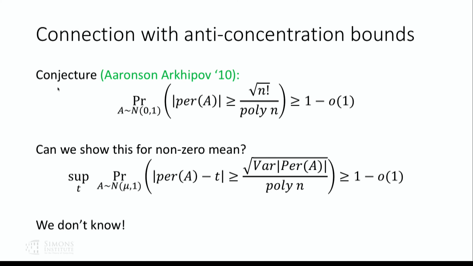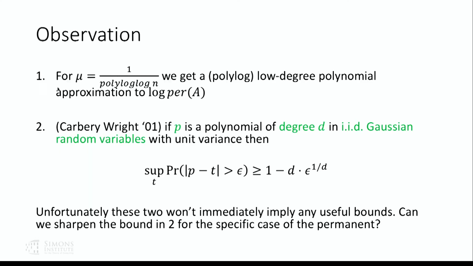So for example, around any point, the deviation of the permanent is at least the standard deviation divided by some polynomial. I just want to mention two observations which don't lead to a proof, but can we use them elsewhere? The first observation is the machinery of this work, which shows that for mean value 1 over poly log log n, we can approximate the log of the permanent using a low degree polynomial in complex Gaussian variables. The second observation is the result of Carbery and Wright from 2001, which shows that we know anti-concentration bounds for low degree polynomials in Gaussian variables.